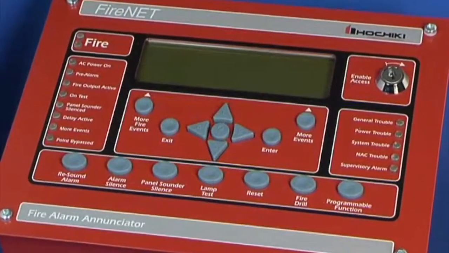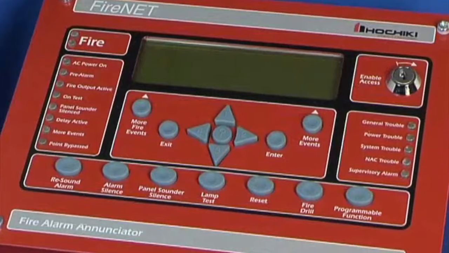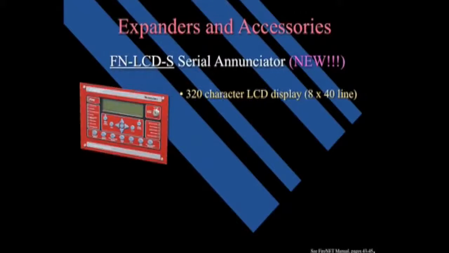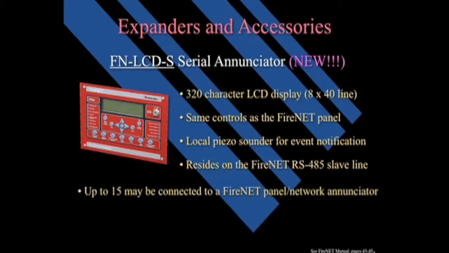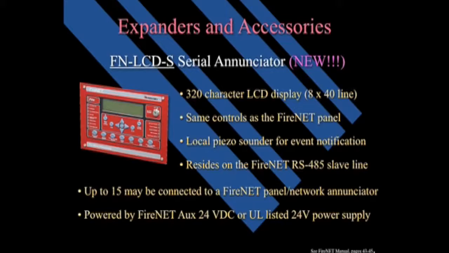Another new item for 9th edition is our FN-LCD-S serial annunciator. It has the same 320-character LCD display as the FireNet panel, the same controls as the panel. It has its own piezo sounder for event notification. It also resides on the RS-45 slave line. The RS-45 slave line supports up to 15 serial annunciators. The serial annunciator may be powered by the FireNet control panel or remotely with a 24-volt UL-listed power supply.